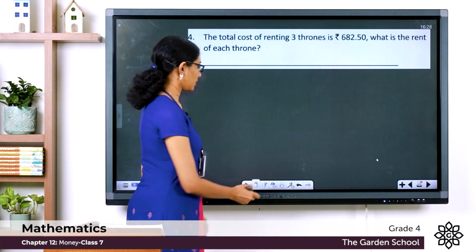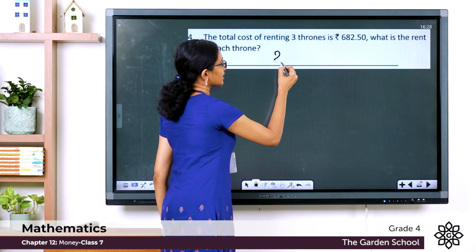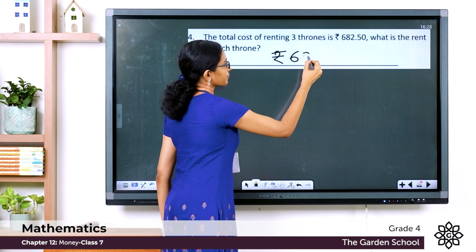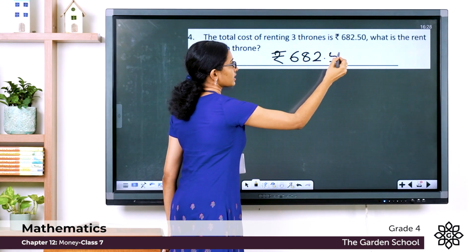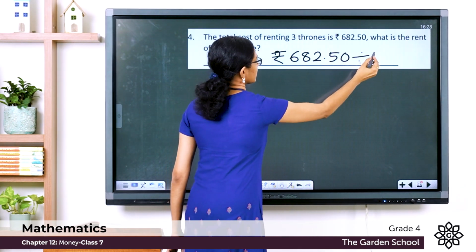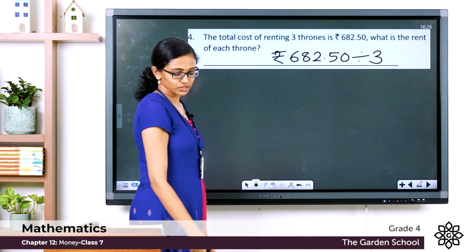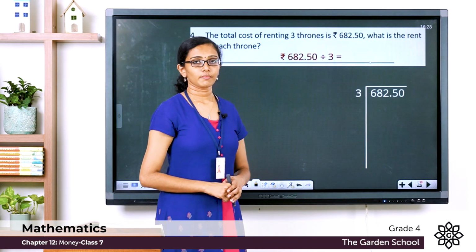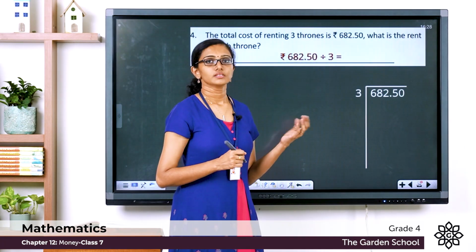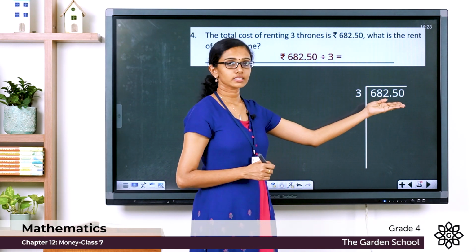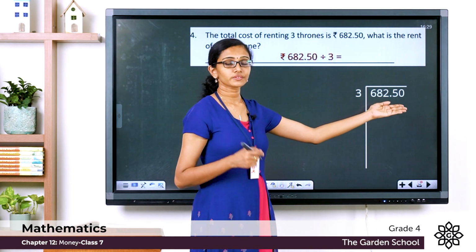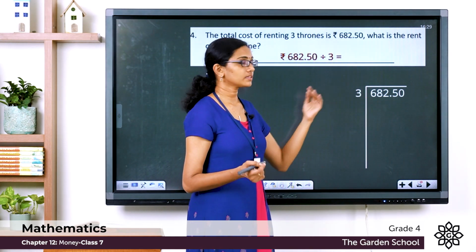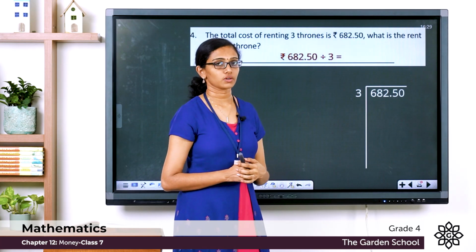So that would be equal to 682 rupee 50 paise divided by 3. So let's do the division. So we have written the amount in the proper way. So here we have the dividend, which is the total rent of the 3 thrones, and we have the divisor, which is the number of thrones.